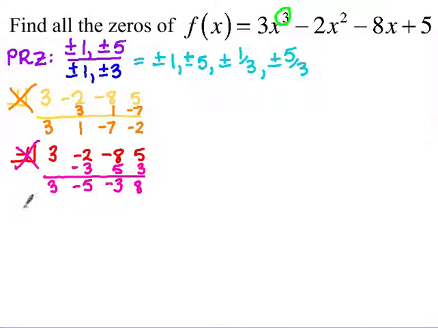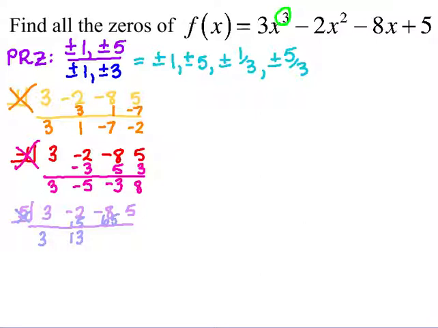Okay, so then we have 5. Let's try 5. So then we get 3, what is that, 15, 13, 65. We can already see that one's not going to work, because you're going to get some big numbers. So 5's out.